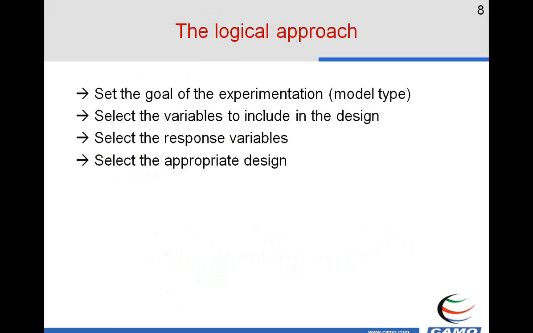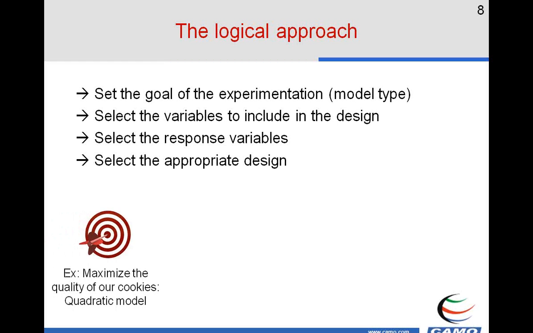So the logical approach when you do DoE is first to set the goal of your experimentation. And when you set the goal of your experimentation, basically you set the model types that you want to investigate. Then you need to select the variables that you want to include in the design, and also the responses that you want to study. And based on that, you will be able to select the appropriate design.